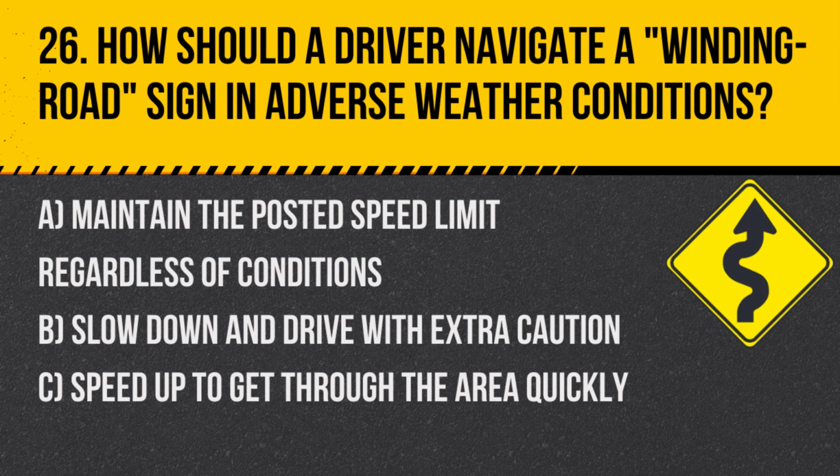Question 26. How should a driver navigate a winding road sign in adverse weather conditions? A. Maintain the posted speed limit regardless of conditions. B. Slow down and drive with extra caution. C. Speed up to get through the area quickly. Answer: B. Slow down and drive with extra caution. Adverse weather can make winding roads more dangerous.